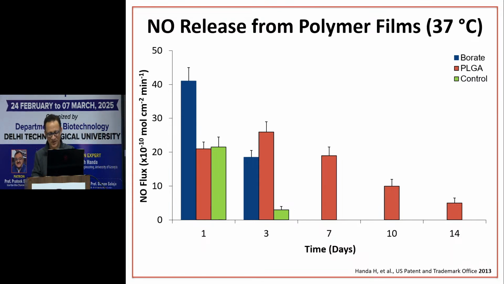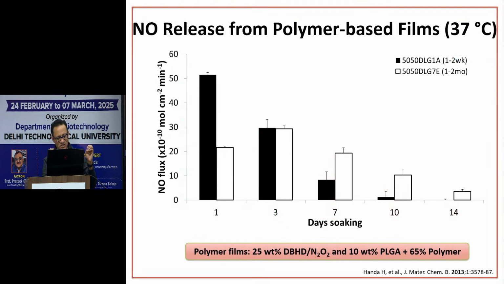So what we did is, we got different types of PLGA. A very fast degrading PLGA and a very slow degrading PLGA. 1 to 2 week degradation and 1 to 2 month degradation. And when we did NO release, this is interesting now. You have to pay a little bit of attention. Black is 1 to 2 week degradation PLGA. So that means it's degrading very fast. That means it's creating a very acidic environment in the coating. That's why the release is so fast on day 1.